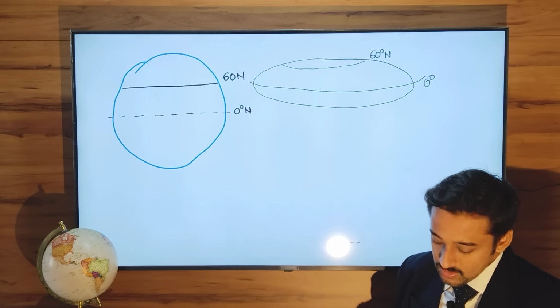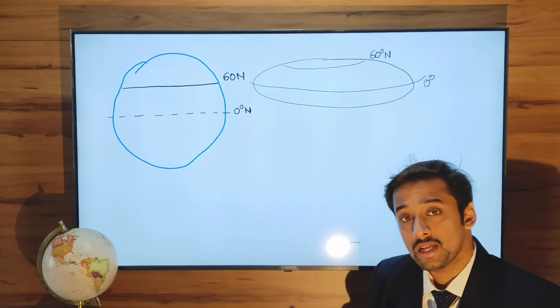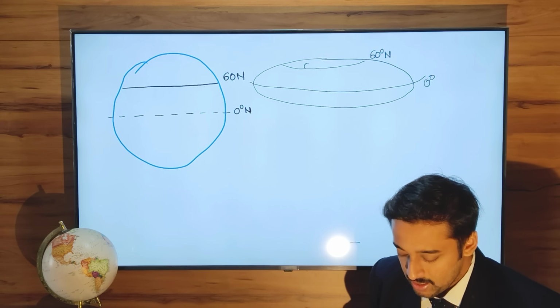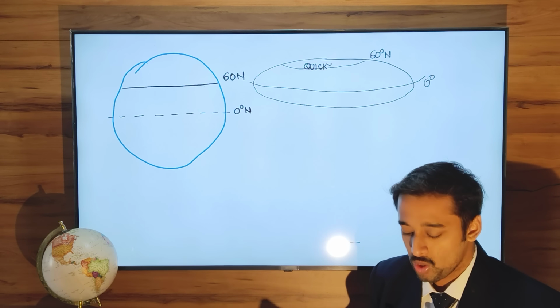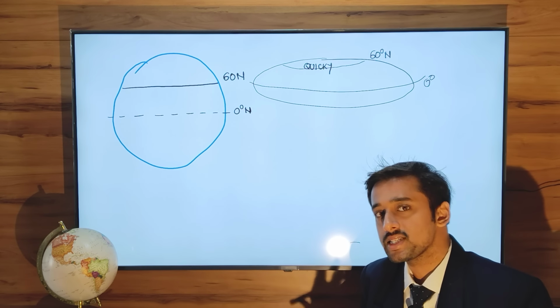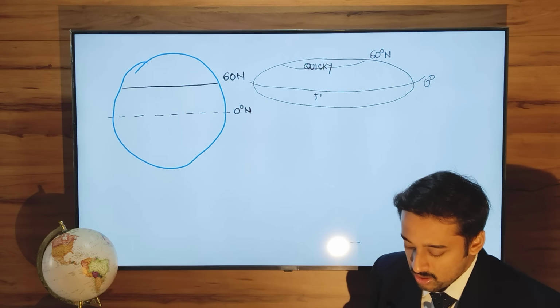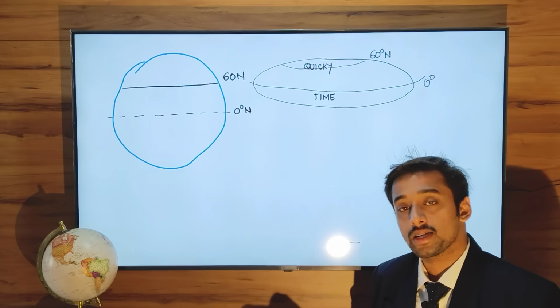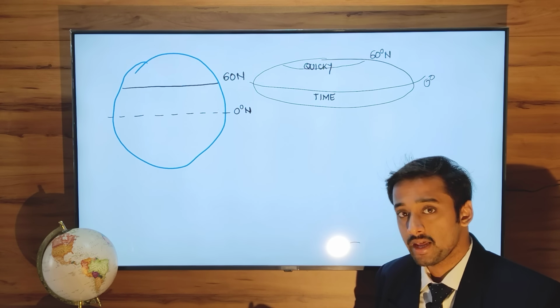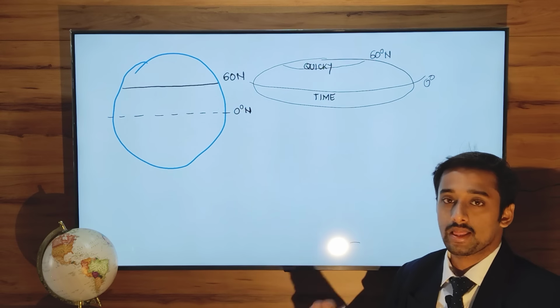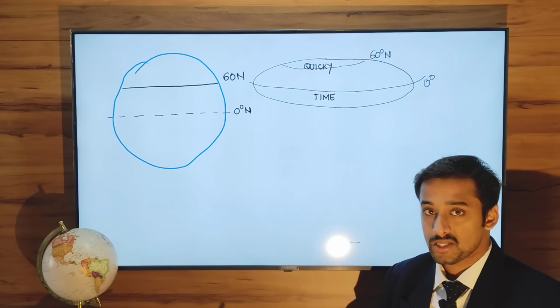Therefore, you will quickly cover 360 degrees at 60 degrees north latitude because the distance is less, but you will take some more time to cover 360 degrees at 0 degrees latitude, at the equator, because the distance is more.